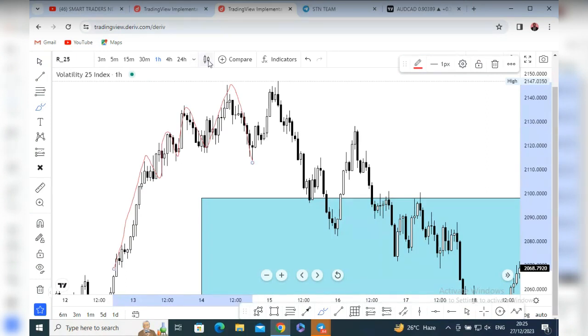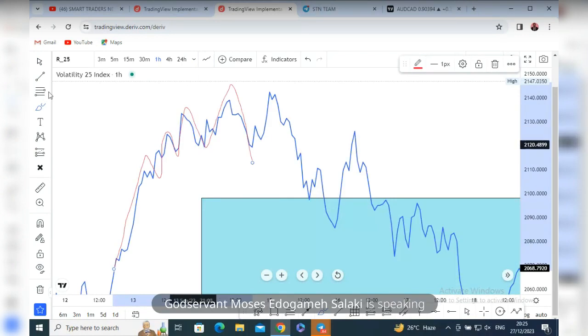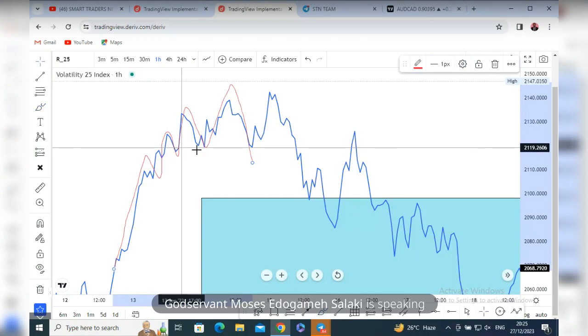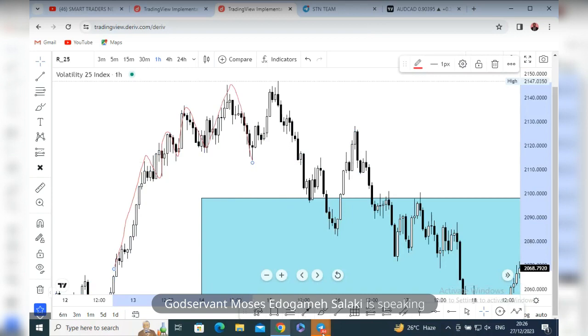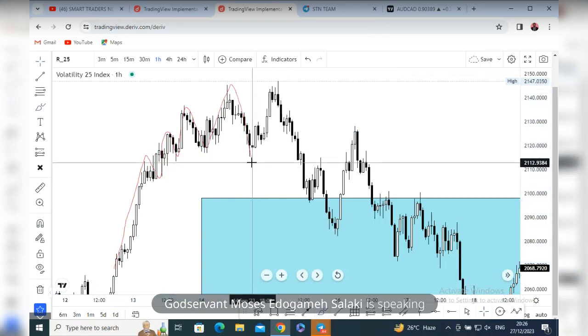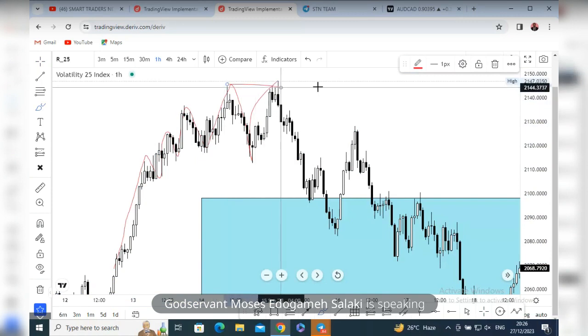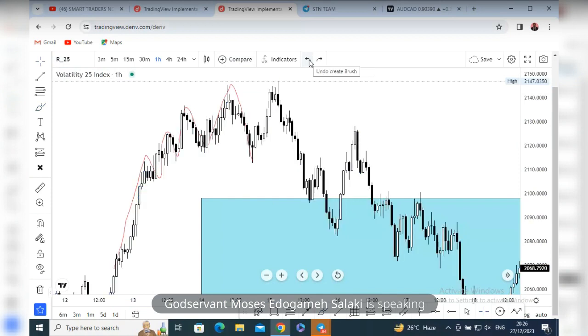Was there a break? Let me show. Anytime you are not sure, you can just switch to the line chart and find out if there was a break. All right, there was no break here. That was just a double bottom. So price continued moving. Price gave a high, took out this. That's where it becomes interesting now.